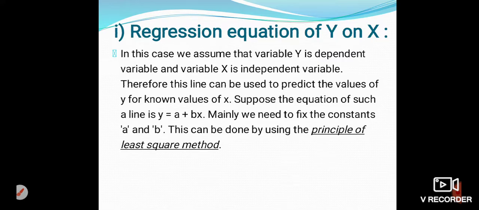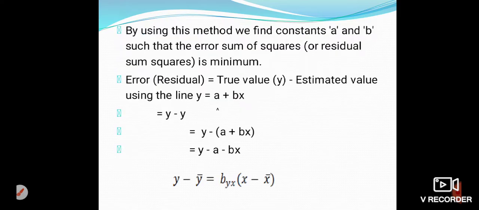This can be done by using principle of least square method. By using this method, we can find constants a and b such that the error sum of square is minimum. That is, the error is y minus y hat, where y hat is equal to a plus bx. It can be solved as follows, and we get the equation of line y on x as y minus y bar is equal to byx into x minus x bar.